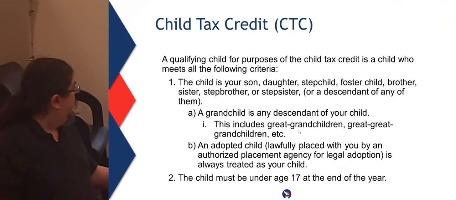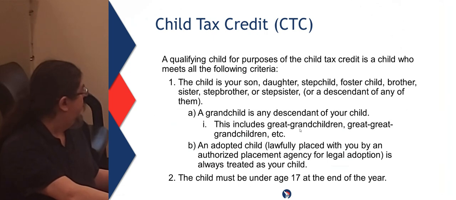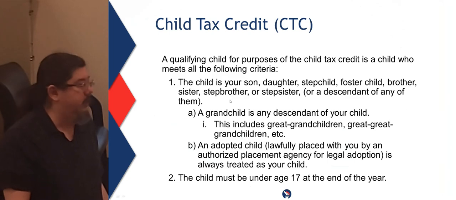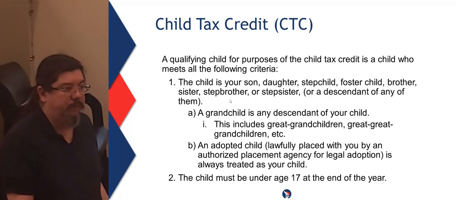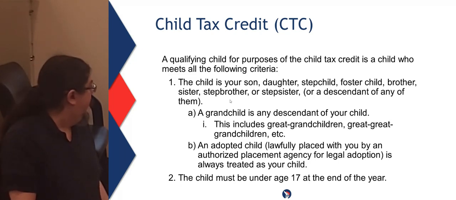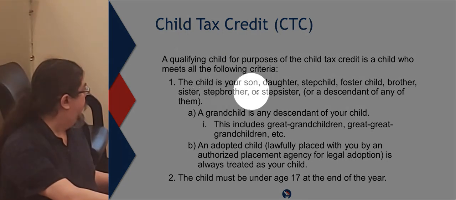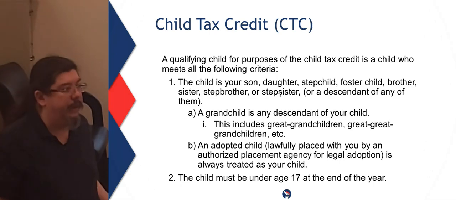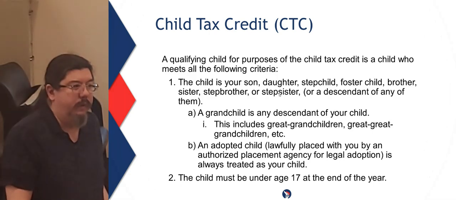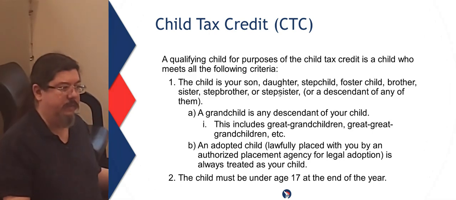Okay, here we review the qualifications. So this first one is a retread of the relationship test: son, daughter, foster child, brother, sister, stepbrother, stepsister, or a descendant of any of those. Also includes half-brother and half-sister and their descendants. Remember that in the case of stepbrother and stepsister, relationships that are created by marriage continue even after the divorce or death of one of the spouses.